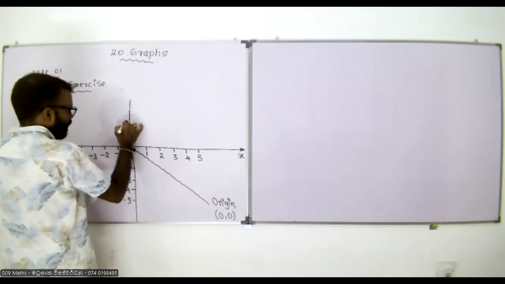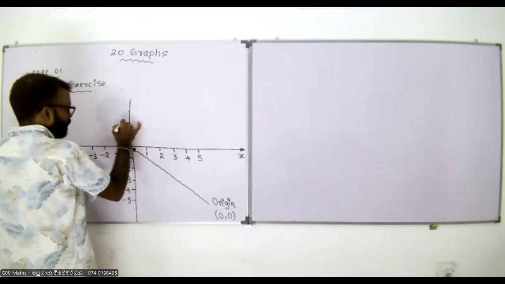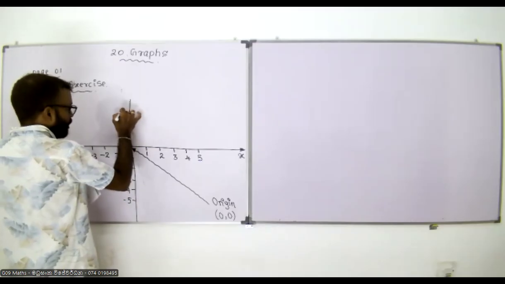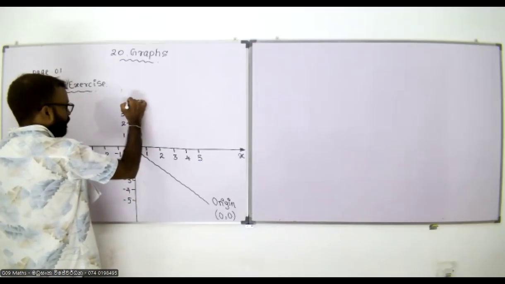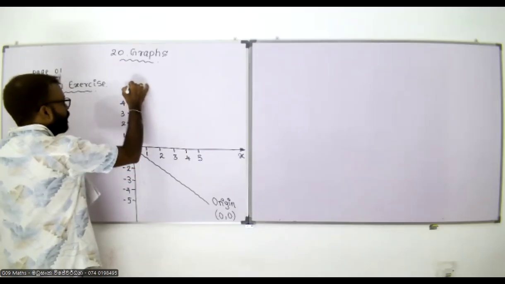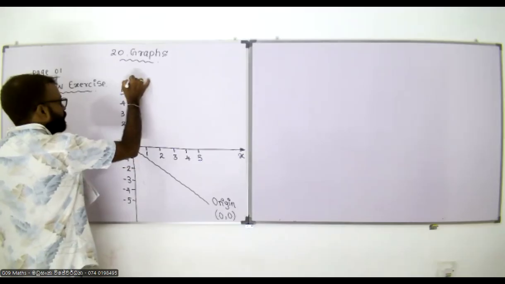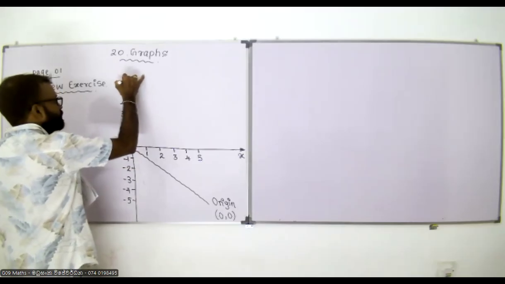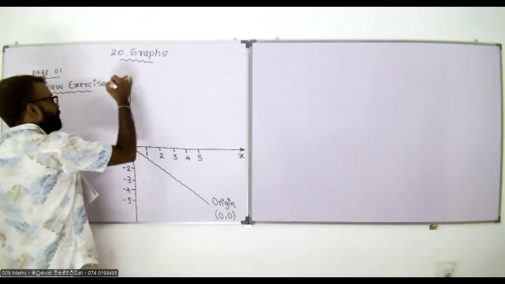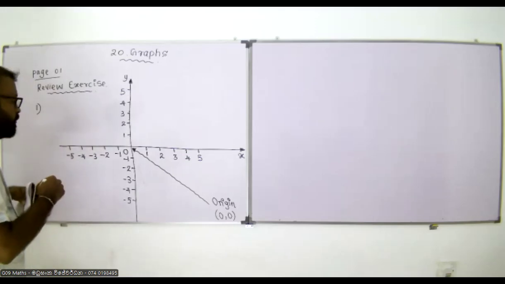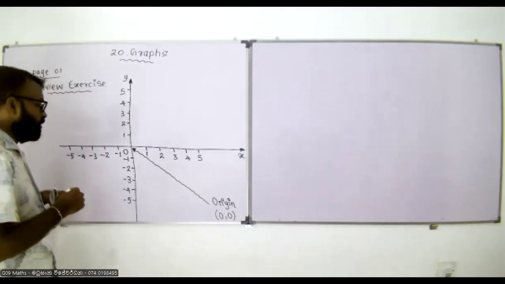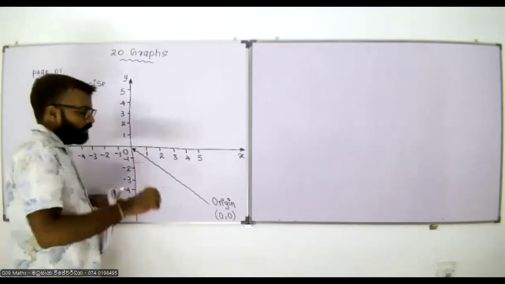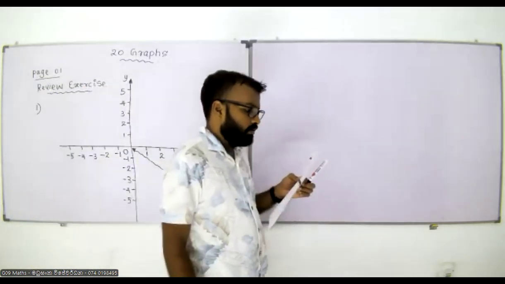1, 2, 3, 4, 5. Right? So this is my y-axis. Definitely you need to mark the y-axis. Otherwise your Cartesian plane is wrong. So this is the completed Cartesian plane.